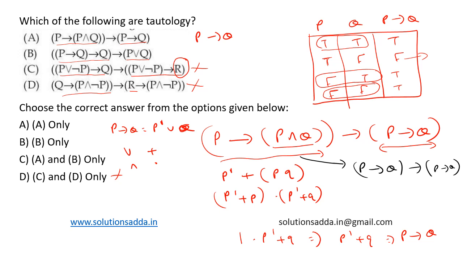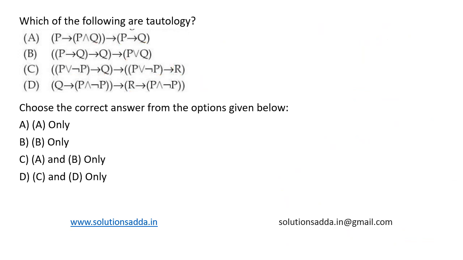Whatever values of P and Q are taken here, those same values will be taken here also. So if this is true, then this becomes true. If it is false, then it becomes false. In both cases, this statement turns out to be true. So this is a tautology, and this can be a correct option. Now let's see the second option.